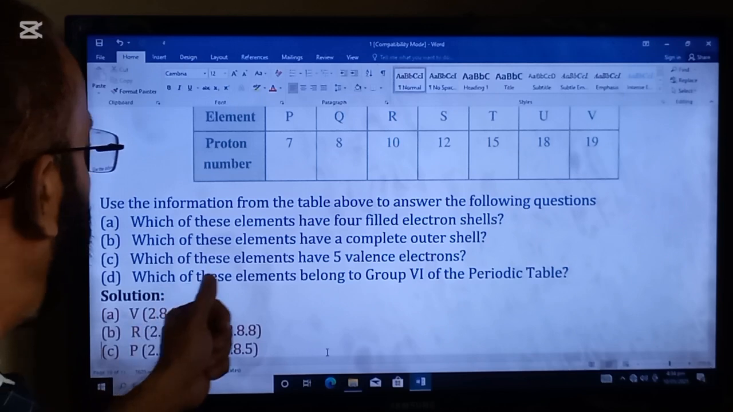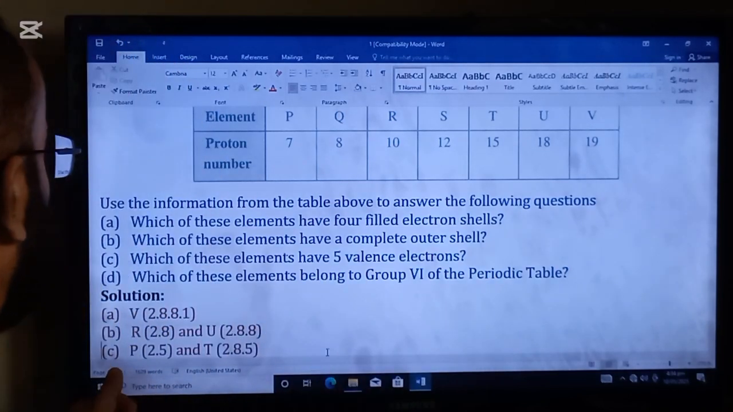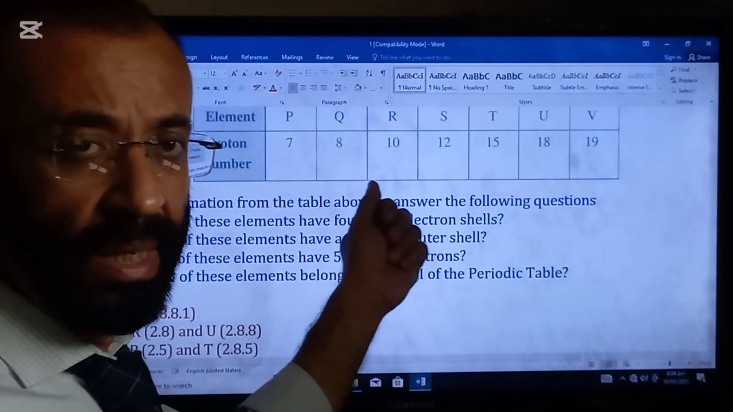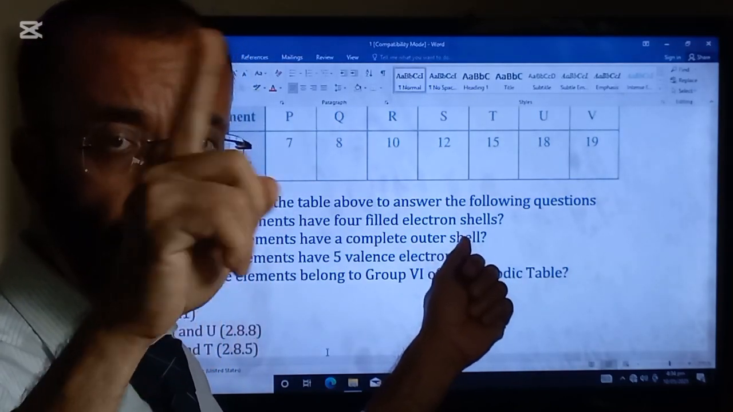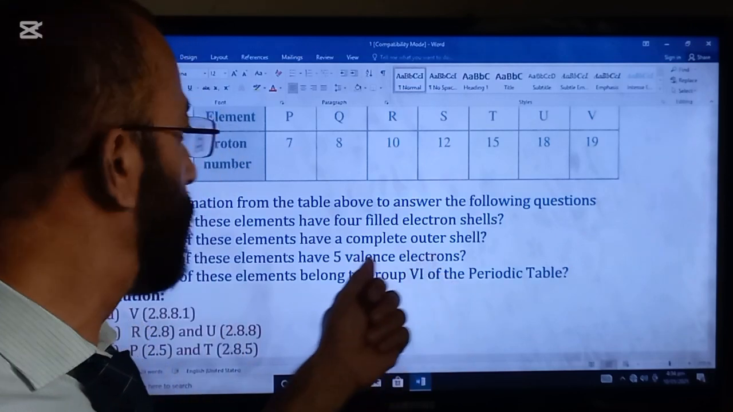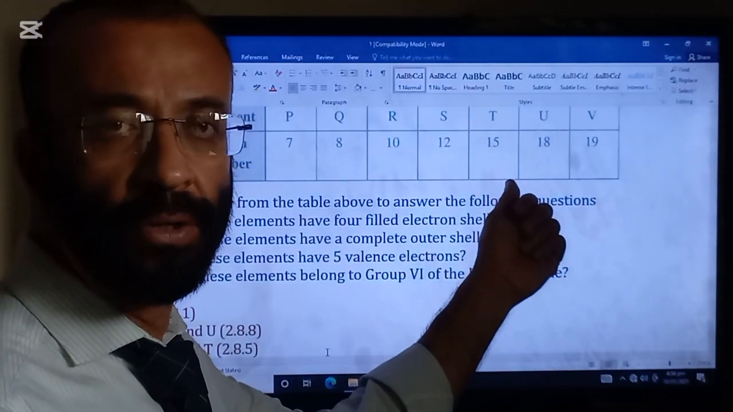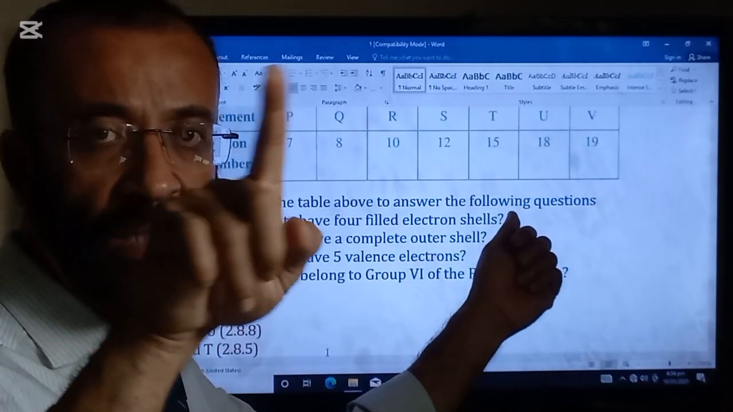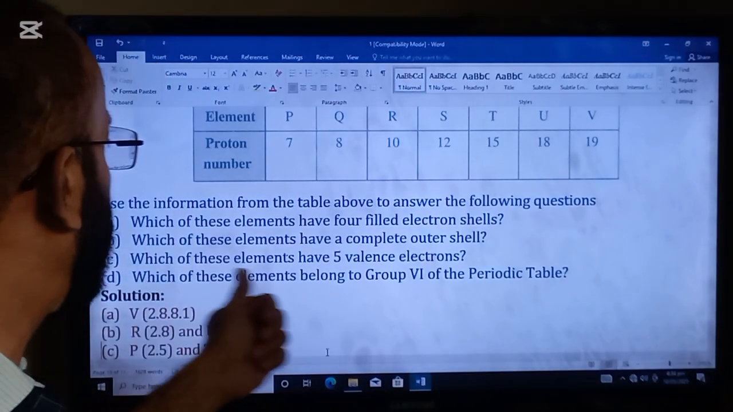Part C. Which of these elements have 5 valence electrons? So this is P and T. Because P's proton number is 7, the electron configuration will be 2, 5. So the outermost shell has 5 electrons. These are called valence electrons. And T has proton number 15, so the electron configuration will be 2, 8 and 5. So the outermost shell has 5 valence electrons. So P and T is the answer of the third part.